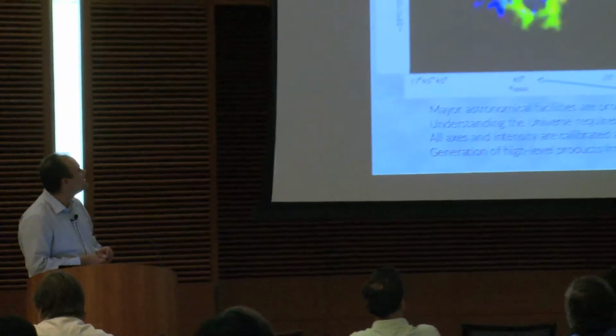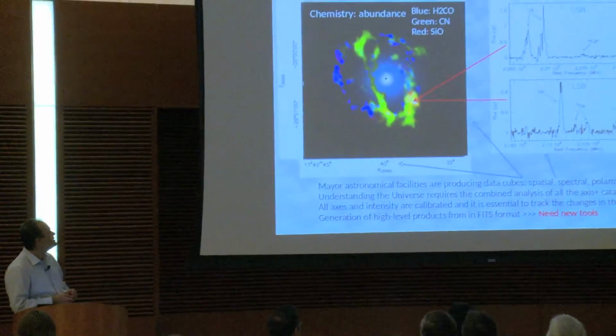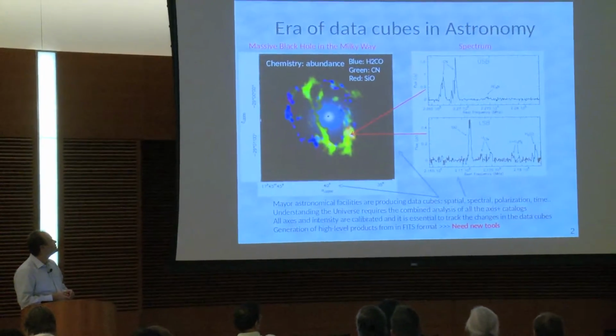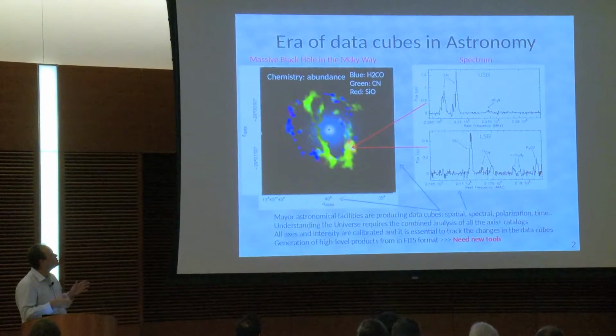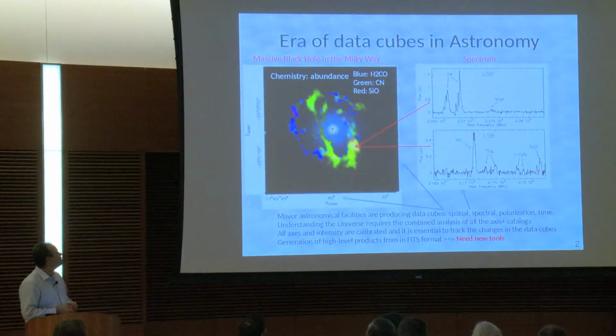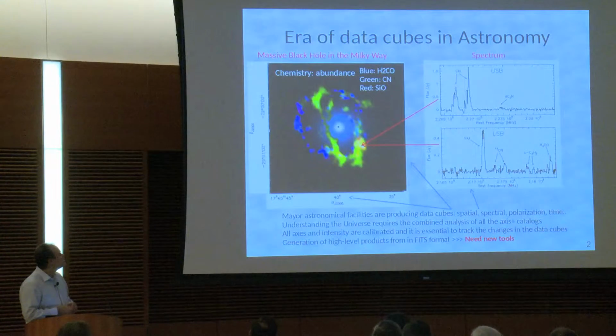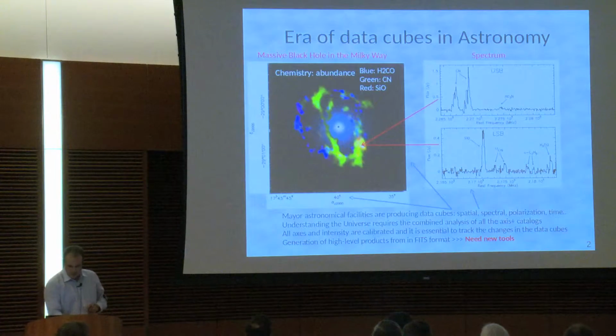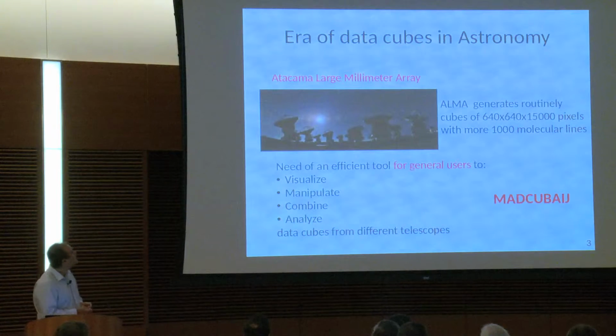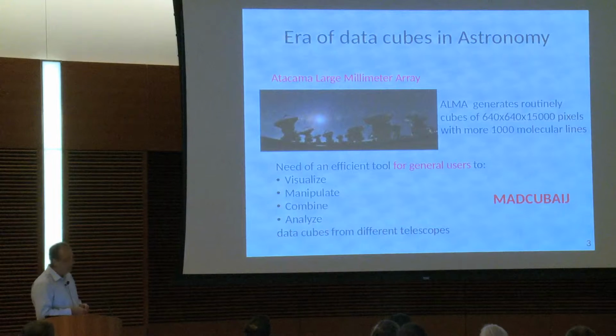Currently, major astronomical facilities are producing data cubes, which are a set of images together, not just one image. So it is necessary that we use new tools that can visualize, manipulate, and analyze these cubes. And that is what we are doing in MatCuba.